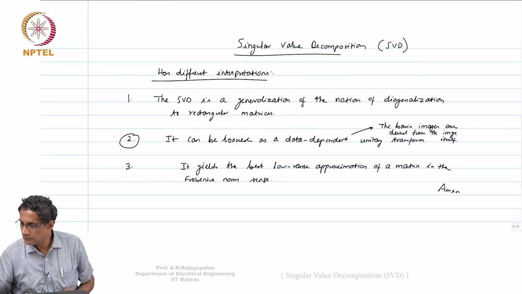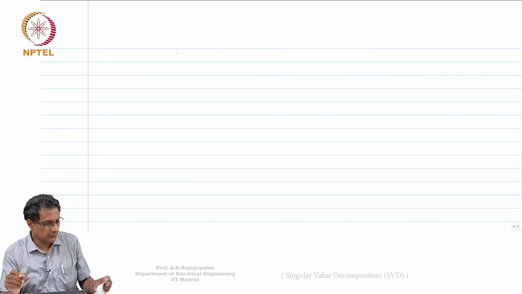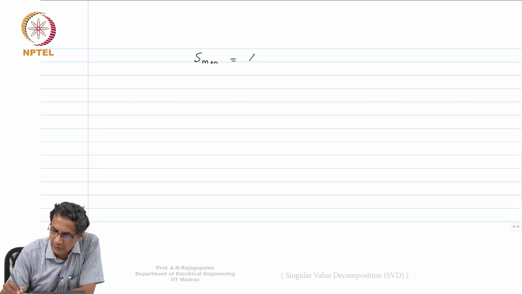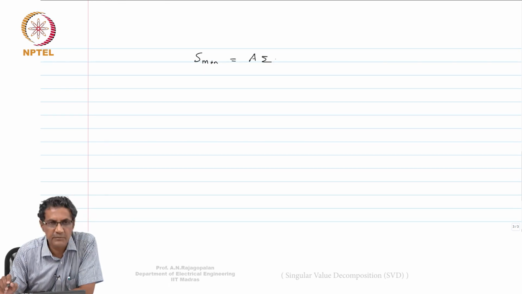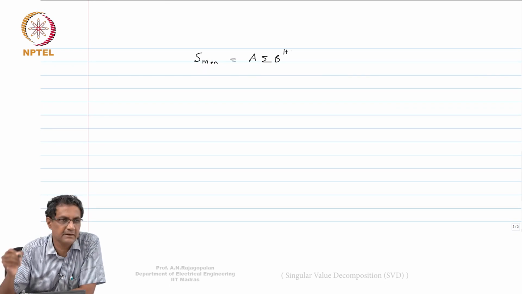Now what it actually says is that, according to SVD, if you have a rectangular matrix S, M by N, then it can be expanded. Again, this is a standard form. They don't write it as A Hermitian sigma B, they write it as A sigma B Hermitian. This is simply following standard text.